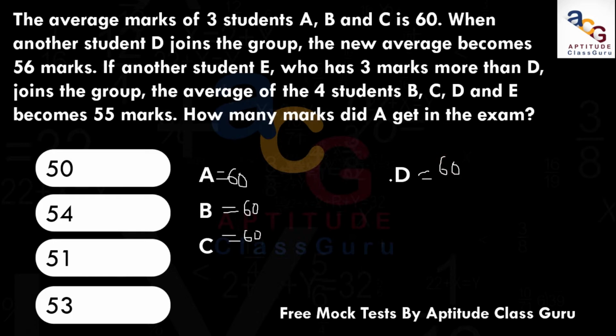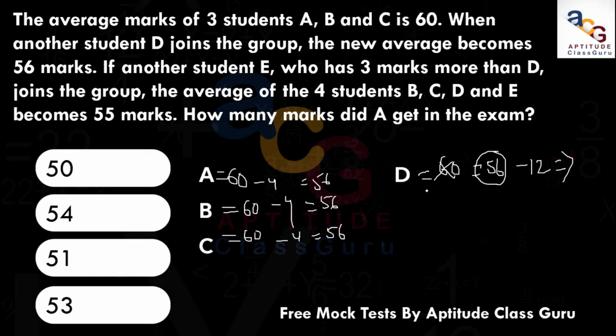When D joined, the average was changed. Everyone got minus 4, minus 4, minus 4 and became 56, 56 and 56, and in that average D is also 56, such that in order to make D equal, all the members sacrificed 4, 4, 4. So how many marks were sacrificed by A, B, C? They sacrificed 12 marks, such that the marks obtained by D is 56 minus 12, such that the answer is 44. So marks obtained by D is 44.